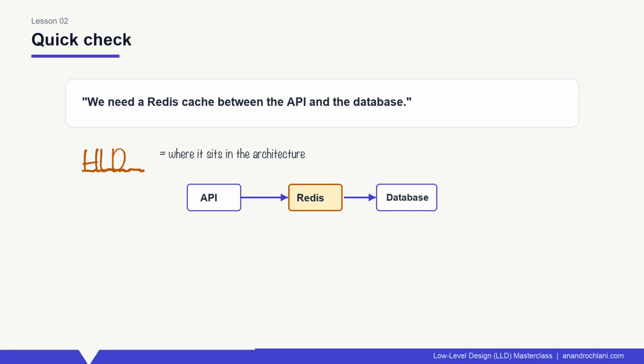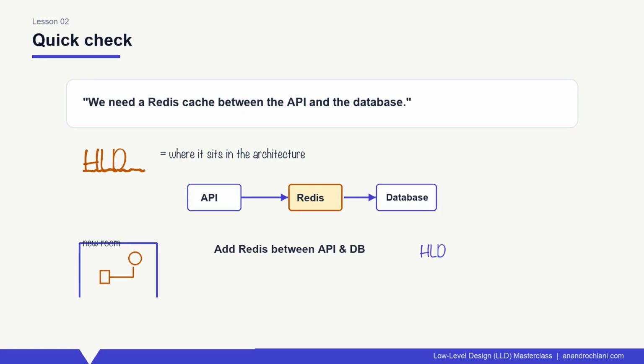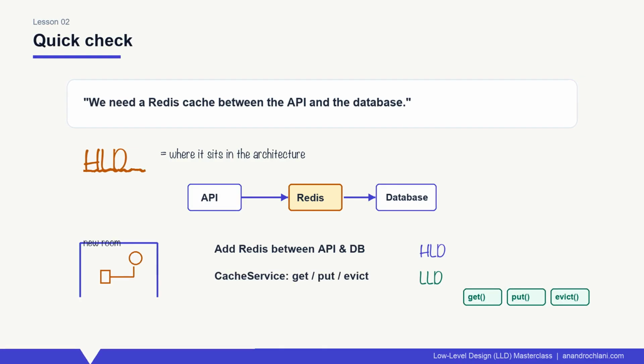Think of it like this. High level design is adding a new room to the house. Low level design is where is the switch in that room and which wire controls which light. So adding Redis between the API and the database is high level. A cache service class with get, put, and evict methods is low level. If you got that right, you already feel the difference. Let's see it in code.